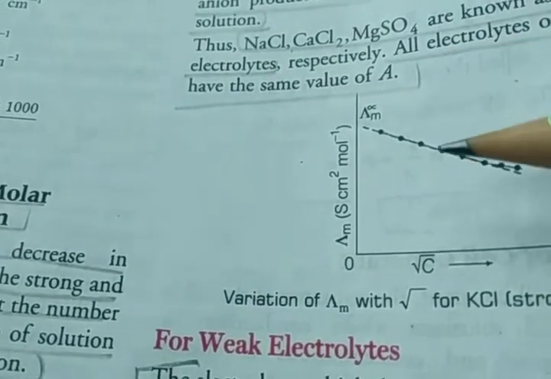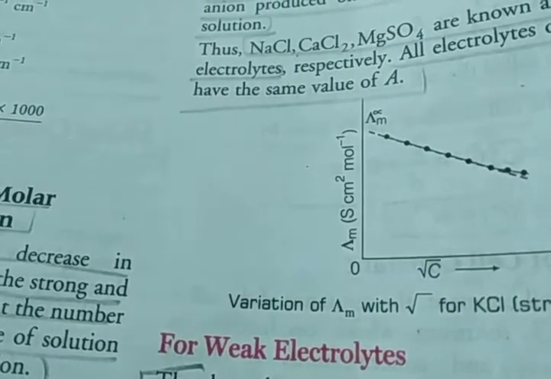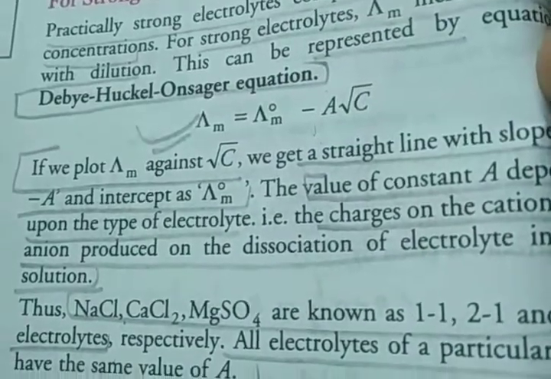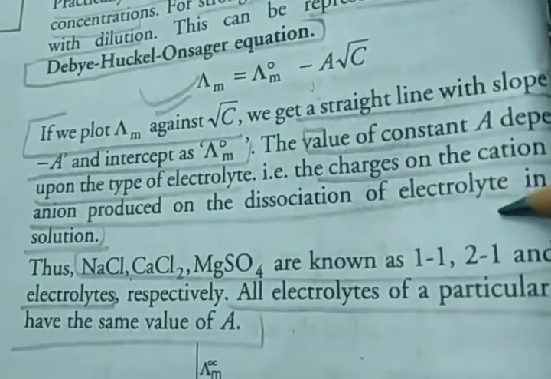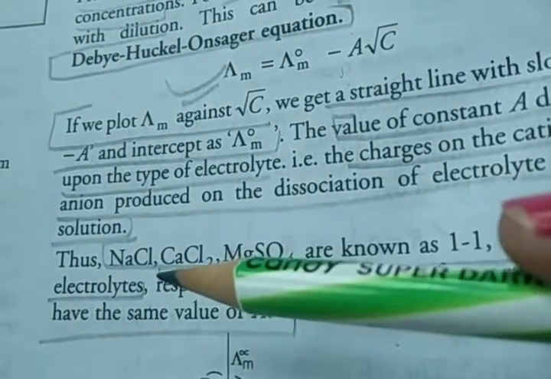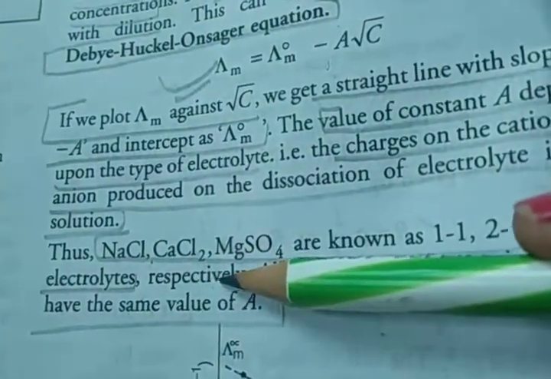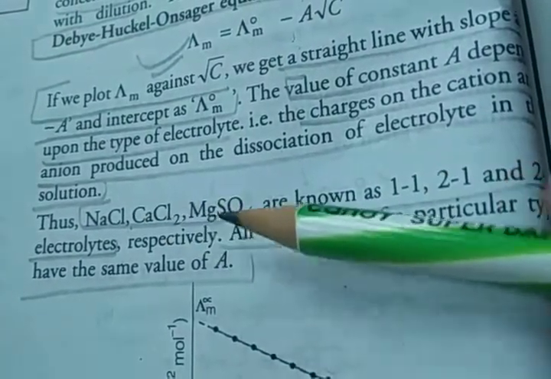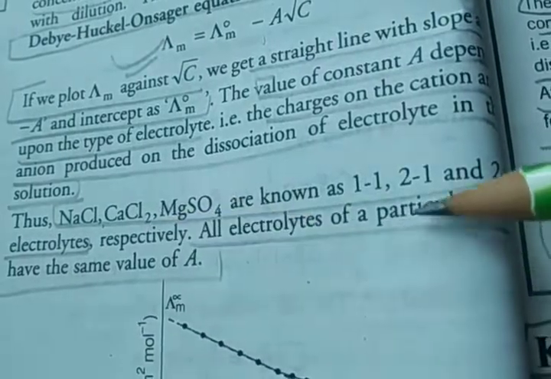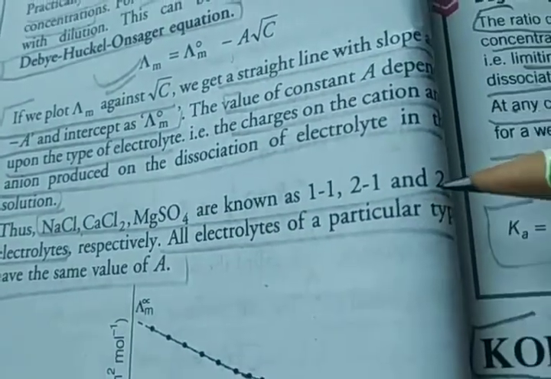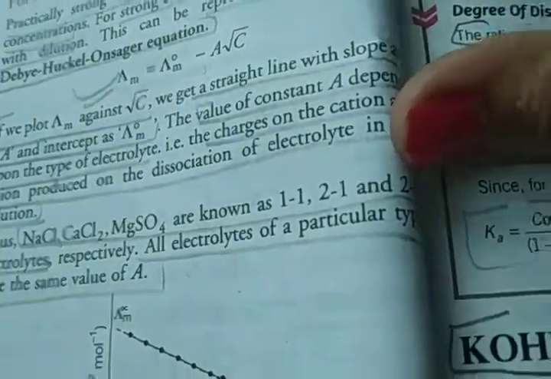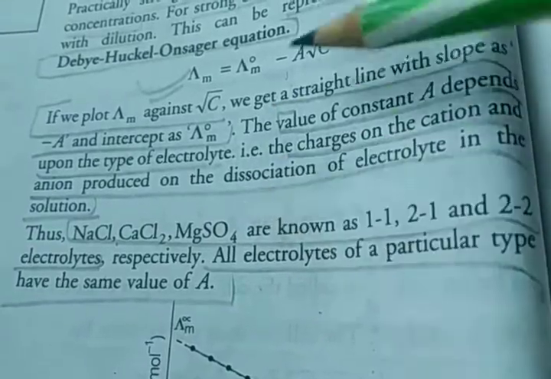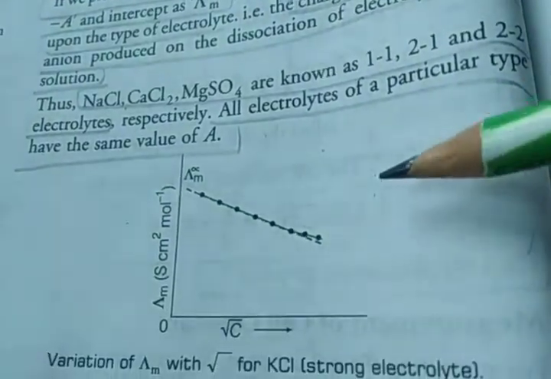The value of the constant A depends upon the type of electrolyte, that is, the charges on the cation and anion produced on dissociation of the electrolyte. Strong electrolytes like NaCl, calcium chloride and magnesium sulfate are known as 1:1, 1:2, 2:1 and 2:2 types, because magnesium is +2 and sulfate ion is -2. All electrolytes of a particular type have the same value of A.